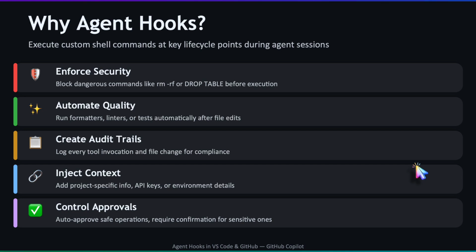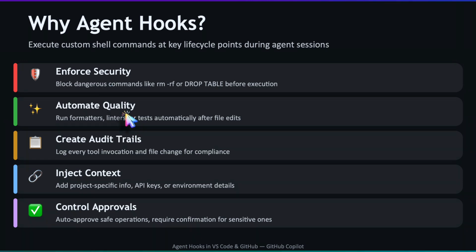Agent hooks allow you to execute custom logic at key lifecycle points during an agent session. Remember, these are lifecycle points during an agent session, not events during the SDLC. First, agent hooks can be used for enforcing security. You can prevent risky operations by the agent before they even happen, like blocking a dangerous command such as deleting critical files, or running unsafe queries like drop table.